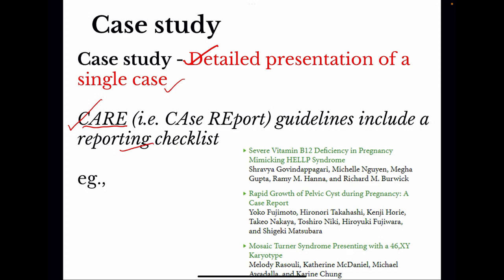Here are some of the case studies. We have severe vitamin B12 deficiency in pregnancy mimicking HELLP syndrome, rapid growth of pelvic cyst during pregnancy, a case report, mosaic Turner syndrome presenting with the 46XY karyotype. All these are examples of the case study or case report with a single case described with the CARE guidelines. We can use CARE guidelines to write a better manuscript of a case report.